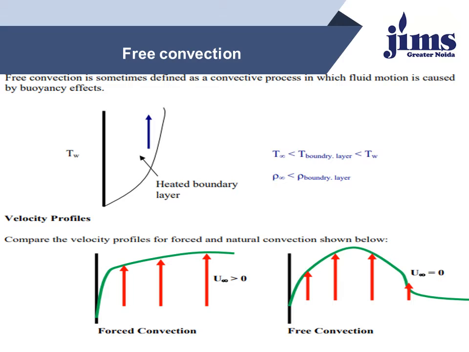These are two diagrams. This is the free convection diagram, this is the forced convection diagram, and in this diagram there is a no slip condition at this point, and the velocity is maximum at the midpoint. But in case of forced convection, the velocity is maximum at the end of the velocity profile. So this is a basic difference between free convection and forced convection.